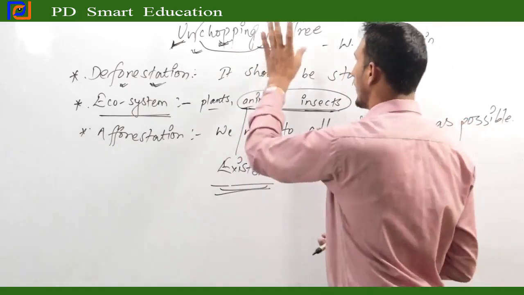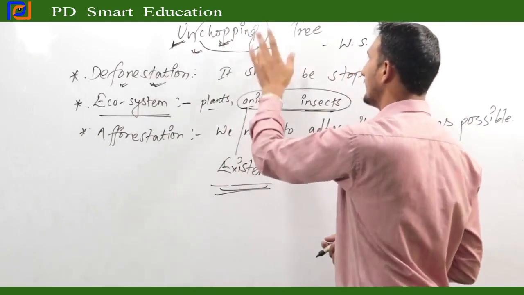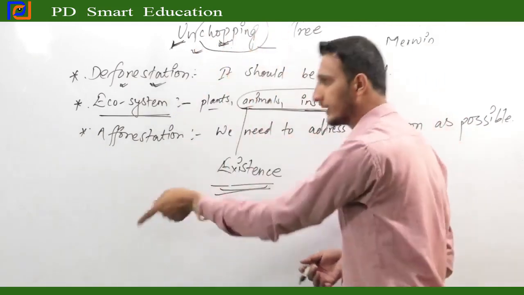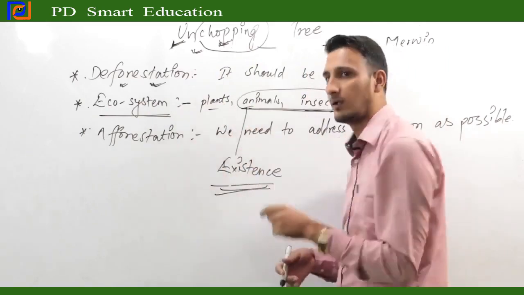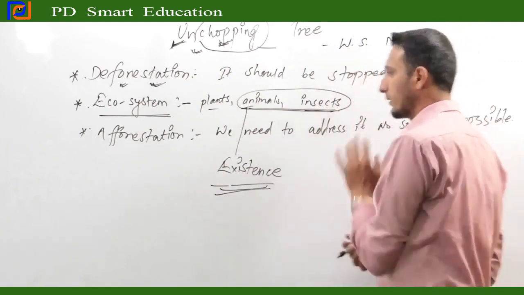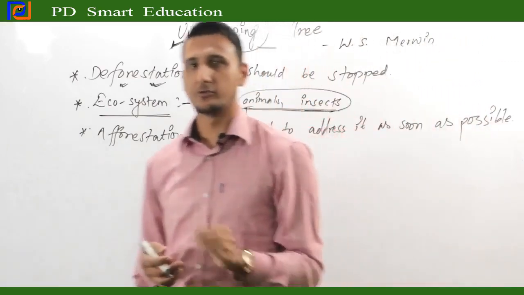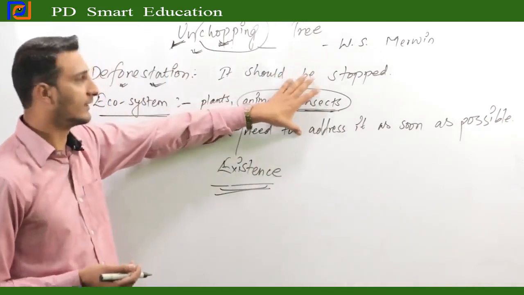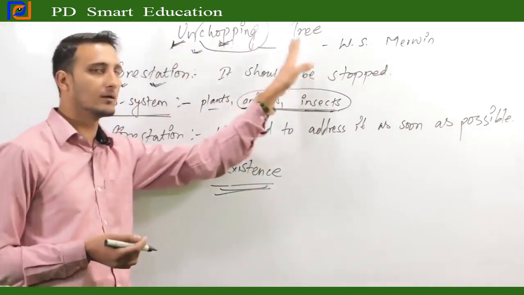Among them, stopping deforestation and starting afforestation is always necessary, that W.S. Merwin suggests in his essay. So this is all about the lesson on unchopping a tree.